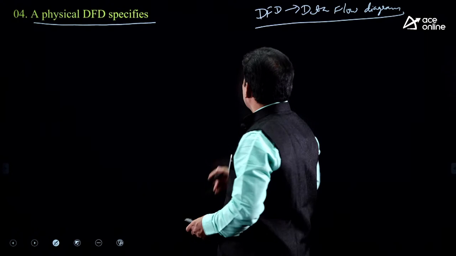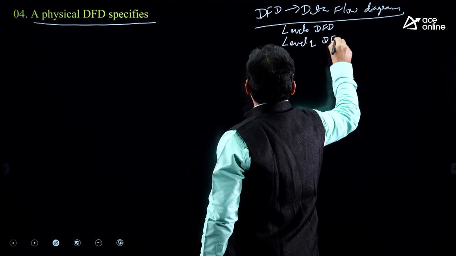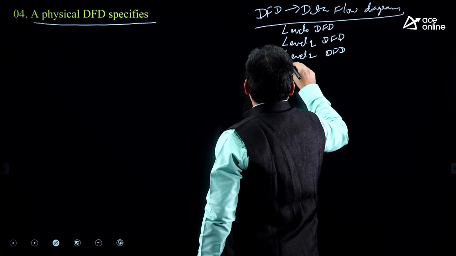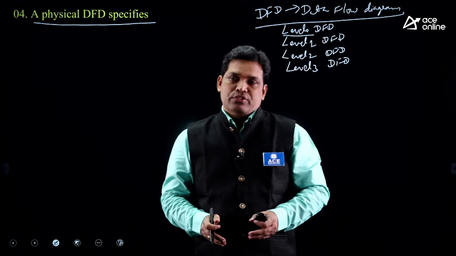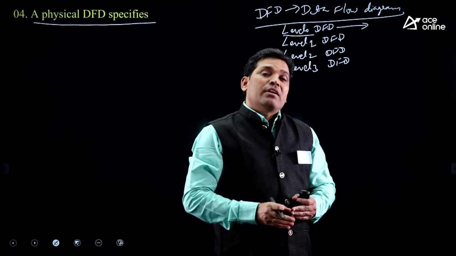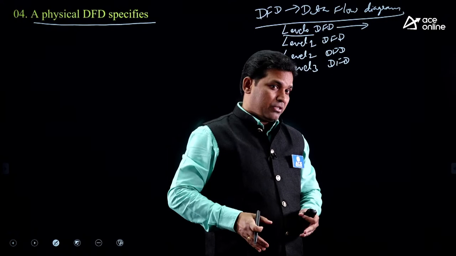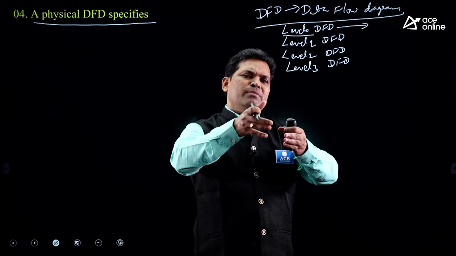So DFDs were classified into level 0 DFD, level 1 DFD, level 2 DFD, level 3 DFD, right? Now the point here is, what is the importance of these DFDs? The entire software system is represented as a single process by the level 0 DFD. Level 0 DFD is also called the context model or context level DFD. That means the entire software system is represented as a single process, an abstract representation. So the software system is not described in detail.